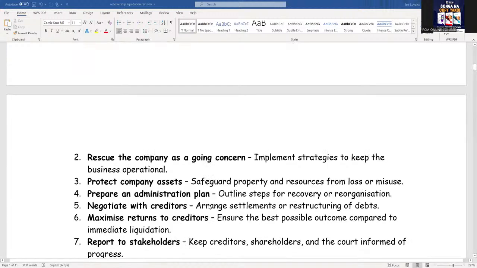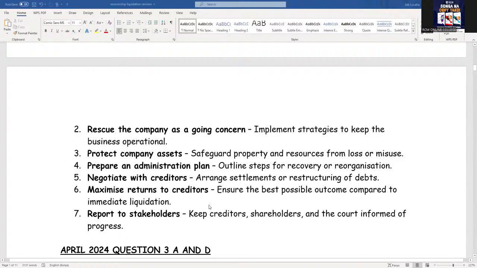Secure the assets specifically charged by the creditors, and dispose of them to get adequate money to repay the creditors. Then at the end of it all, he prepares a report to share with the key stakeholders, who can be creditors, shareholders, or the court that is also involved in the administration. So those are part of the duties of the person you call an administrator.